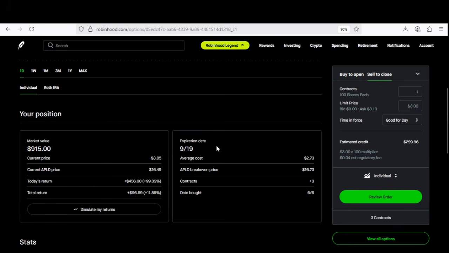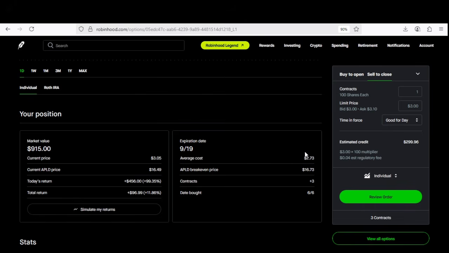However, I did pay $2.73 per contract, or $273. Now, I do have 3 contracts, so you're going to multiply the 2.73 by 3, and that should give you $819. If I were to close this trade out today, I'll be up on it. The difference I'll be up on is going to be your 915 minus your 819, and I should be up on the trade. But that's not the focus of today's video.